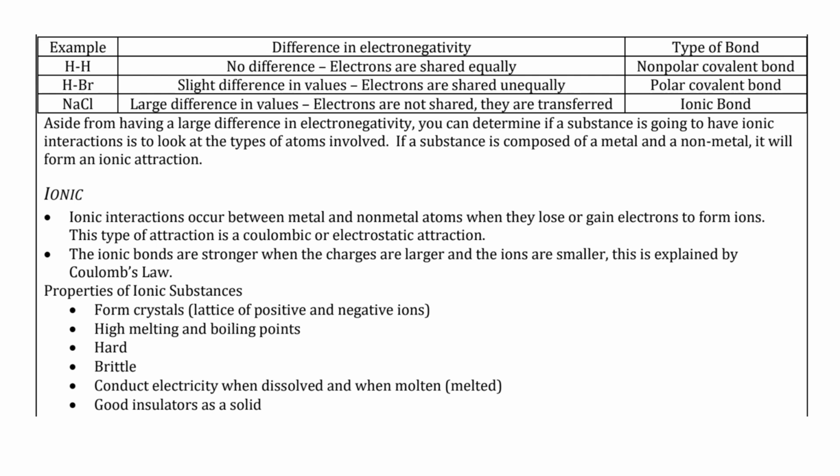You can also determine if a substance is going to have ionic interactions based on, like we said before, metal and nonmetal. So we're going to break down each of these briefly. Ionic interactions occur between metals and nonmetals where they lose or gain electrons to form ions. This type of attraction, and these are good keywords here, is Coulombic or electrostatic attraction. The ionic bonds are stronger when the charges are larger and the ions are smaller. This is explained by Coulomb's law.